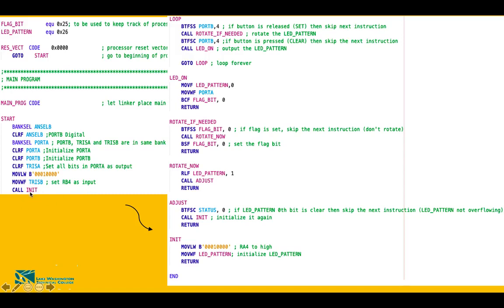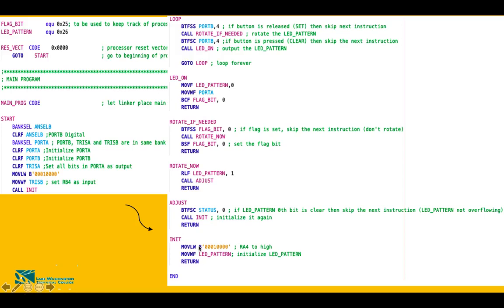So we have to see where this label is. If we look here, we see label init is here, and what it is doing is putting this literal number into this LED underscore pattern register, and if you check where this register is, you see here, this is the register at this particular address, and then you have another register, flag bit, which is at this address. I've already explained this to you in the last lecture, so hopefully you don't have confusion.